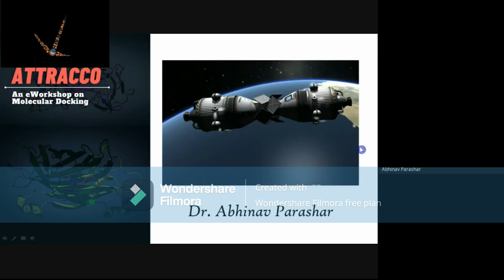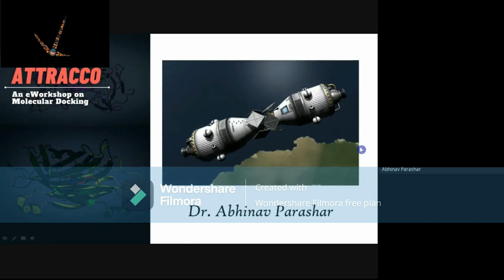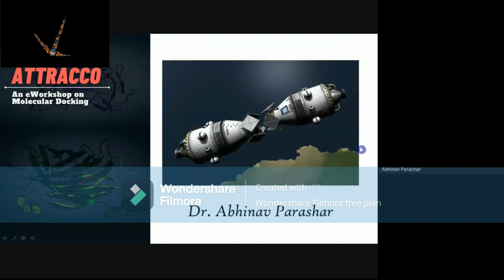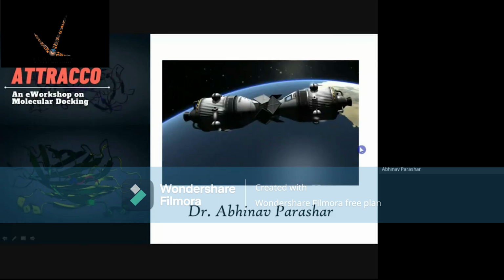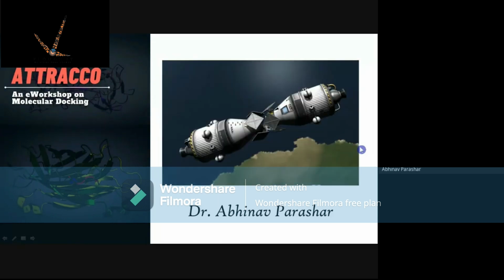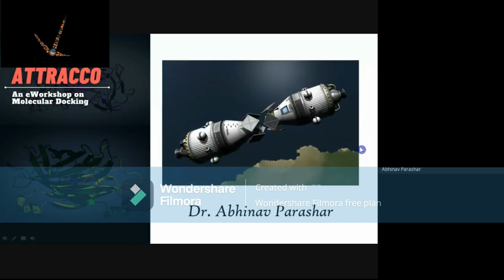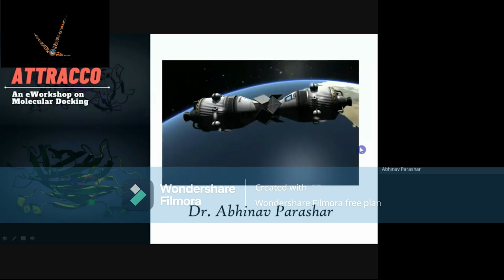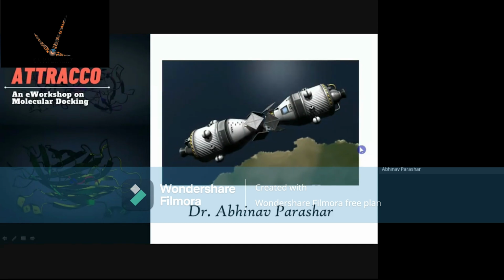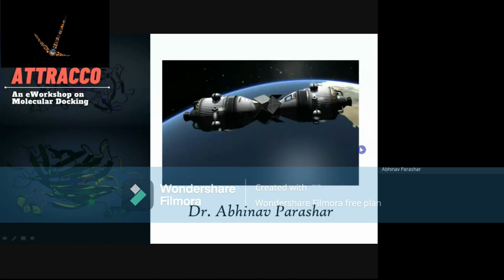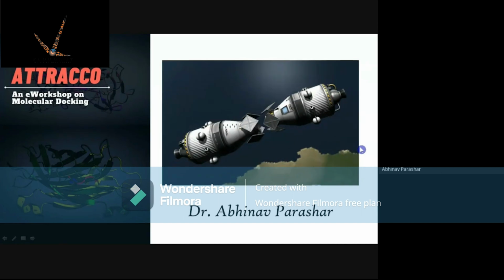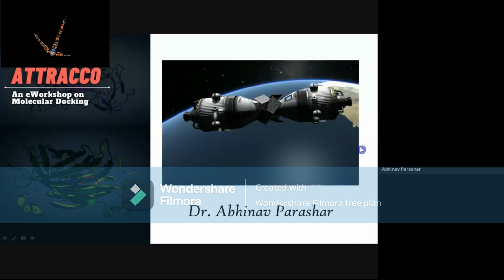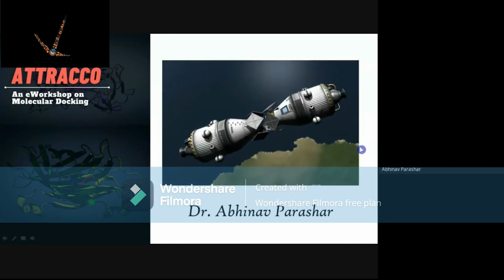Coming to the presentation over here, you can see there is a spaceship animation. There are two spaceships which are coming together. This procedure of one spaceship coming in contact with another spaceship and making a perfect fit is also called docking. That's called spaceship docking.